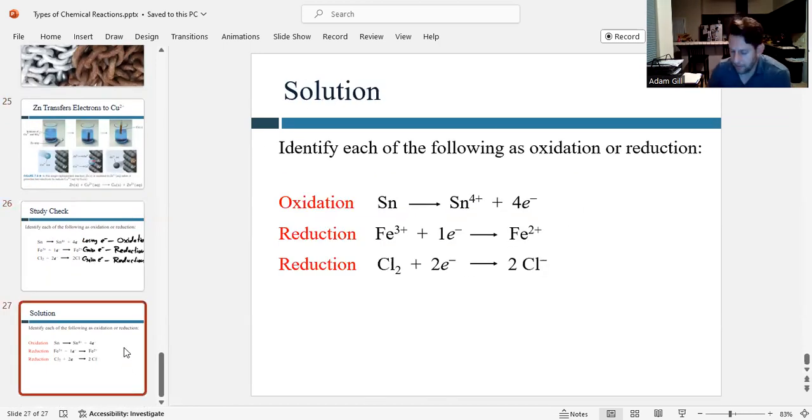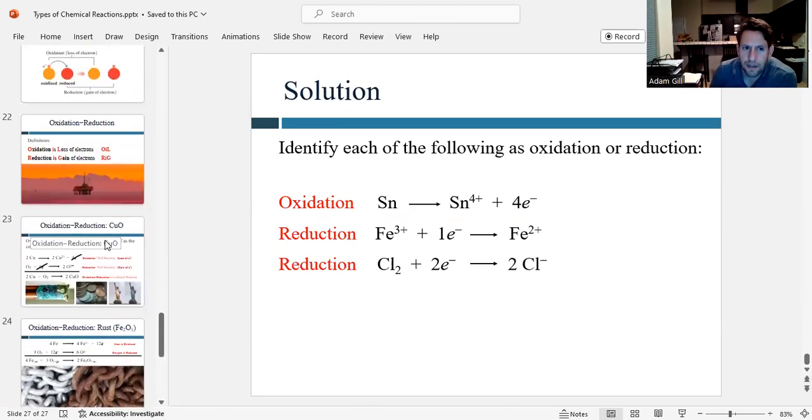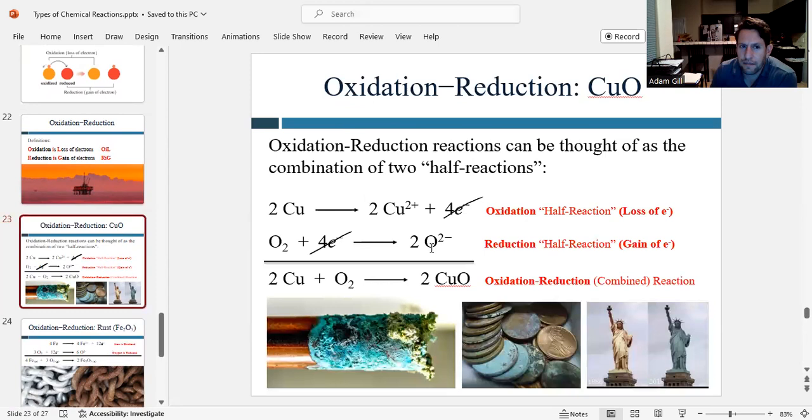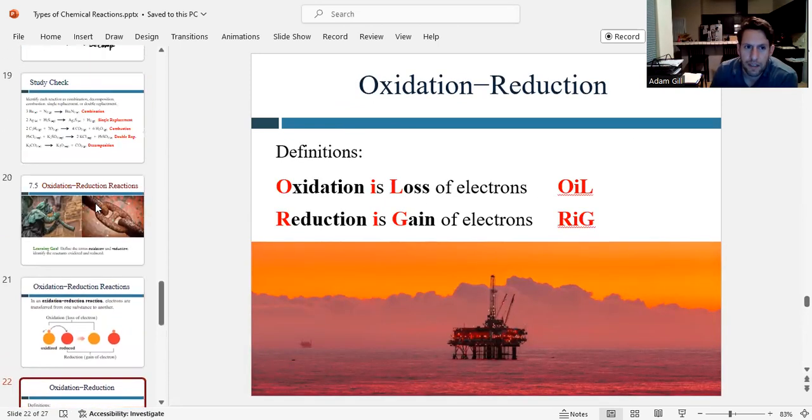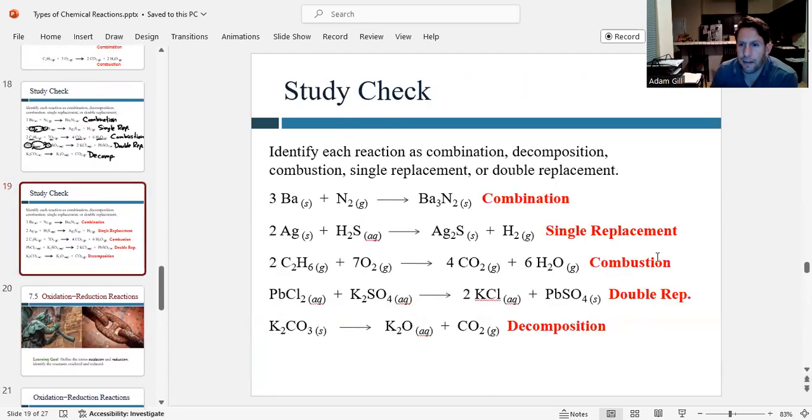All right, so that's it for this lecture: oxidation and reduction reactions. Oxidation is loss of electrons, reduction is gain. And the 5 categories: combination, single replacement, combustion, double replacement, and decomposition.